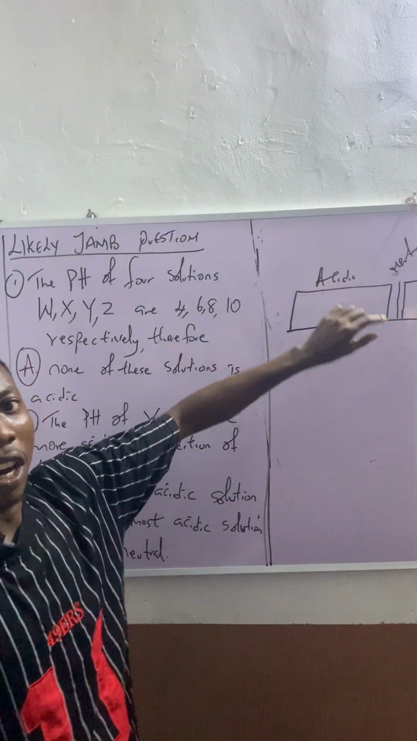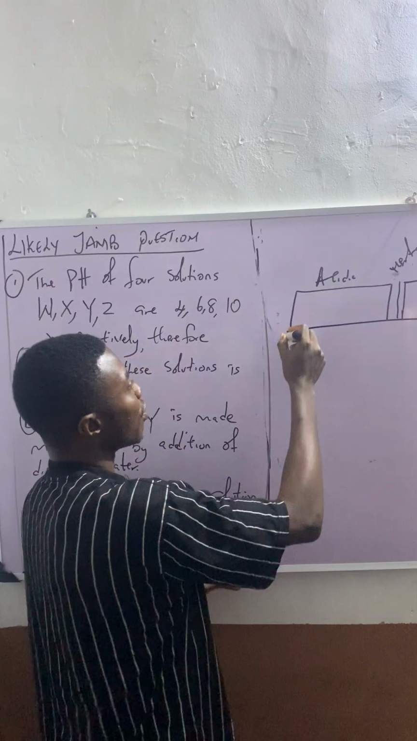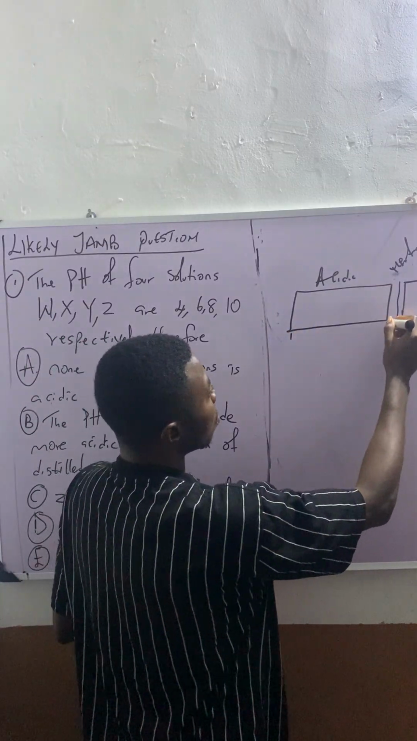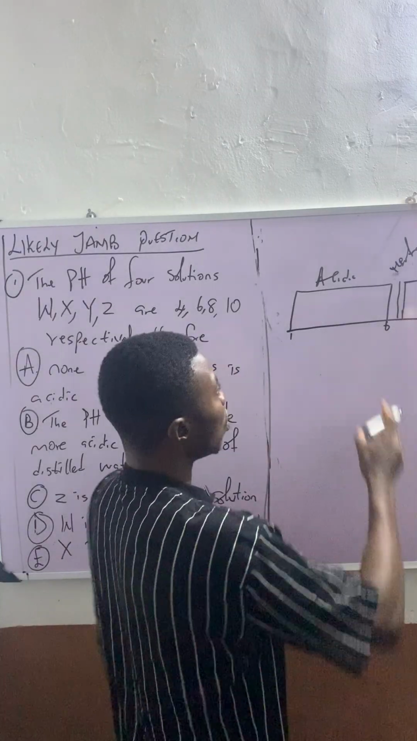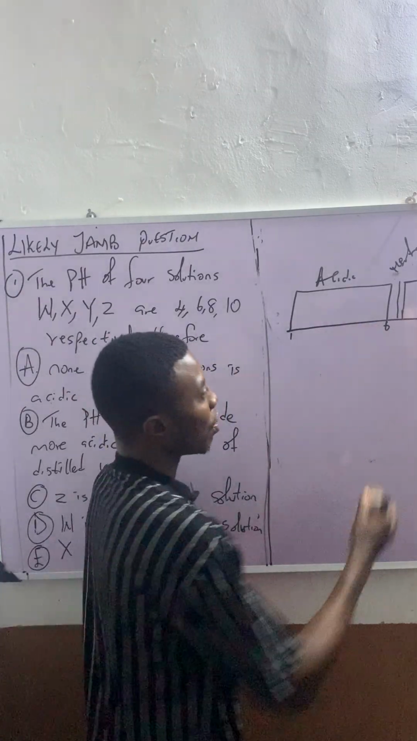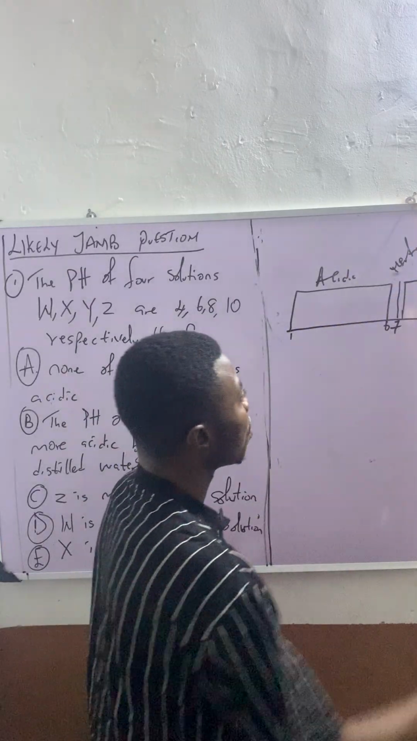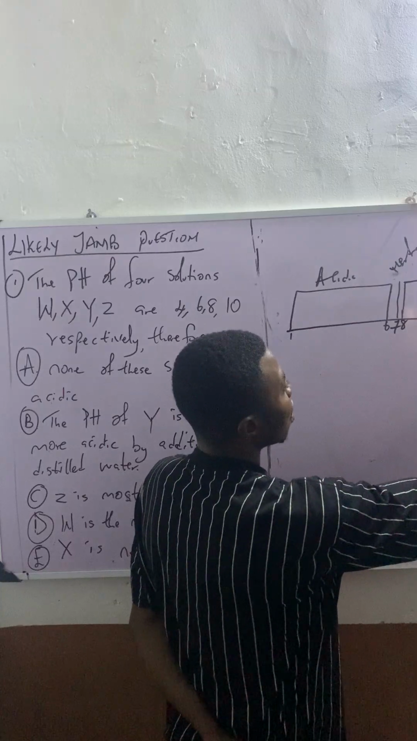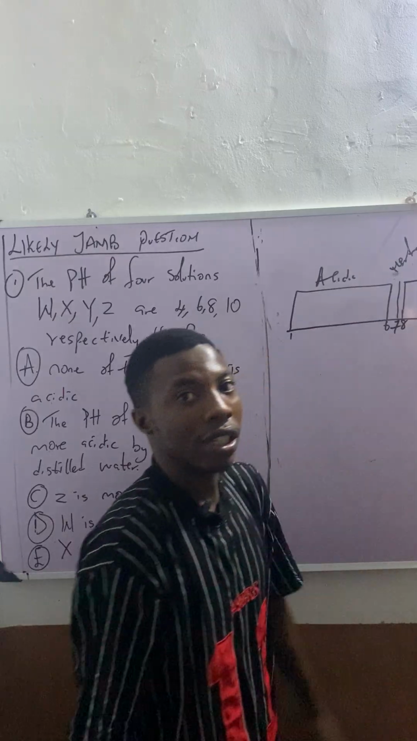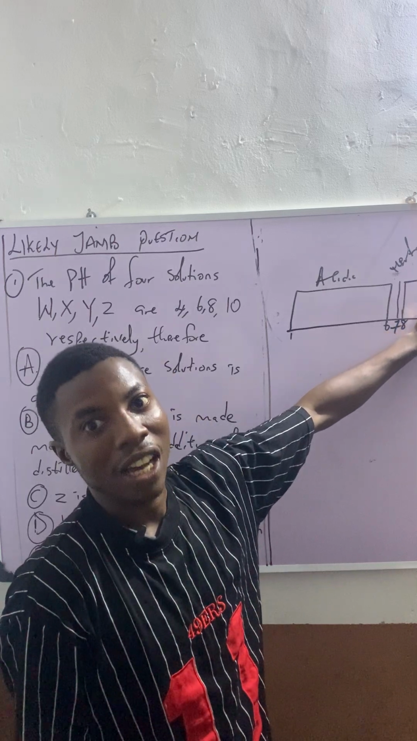Now, the pH scale has values assigned to them. If something is from 1 to around 6, maybe 6.9, you know that they are acidic. If something is 7 here, you know they are neutral. If something is from 8 to 14, you know they are alkaline.